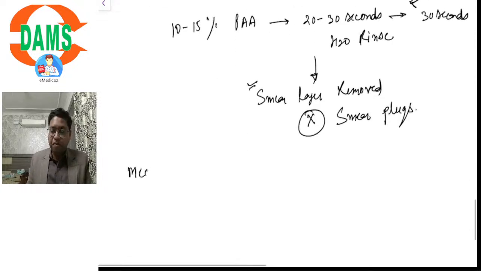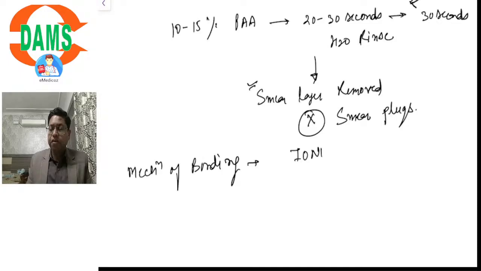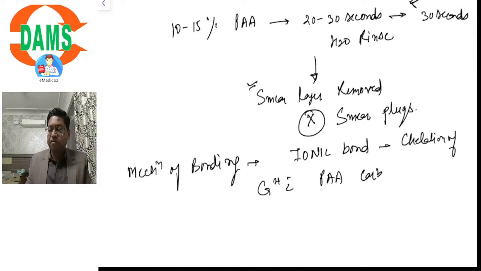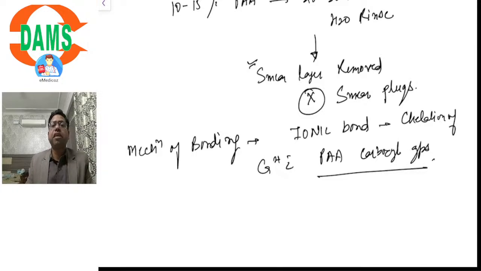What is the mechanism of bonding? It is ionic bond. Similar to zinc polycarboxylate, by chelation of calcium ions with polyacrylic acid carboxyl groups. This chelation of calcium ions with polyacrylic acid carboxyl groups is the principal mechanism of bonding.